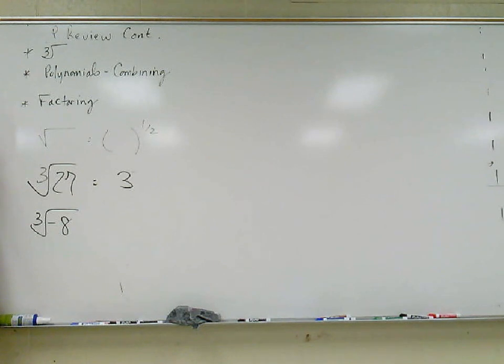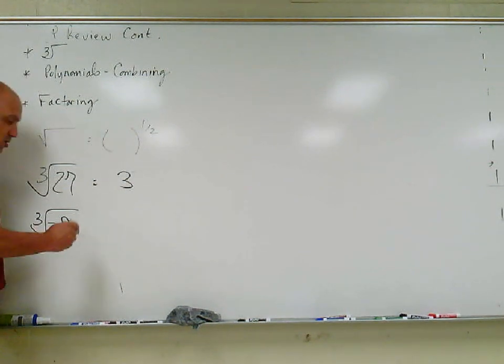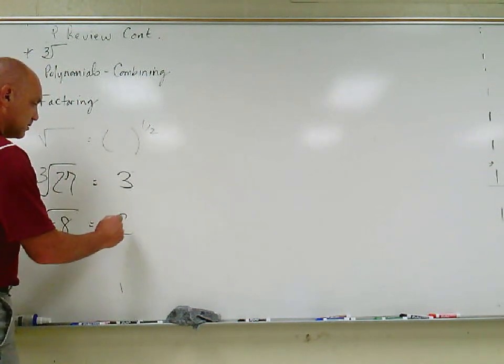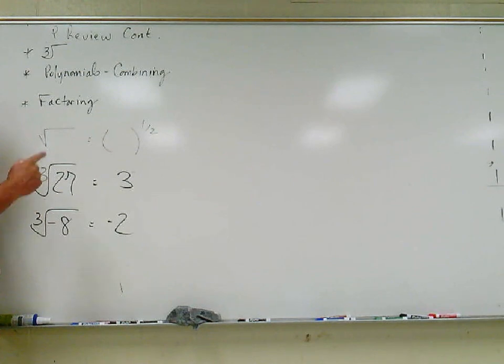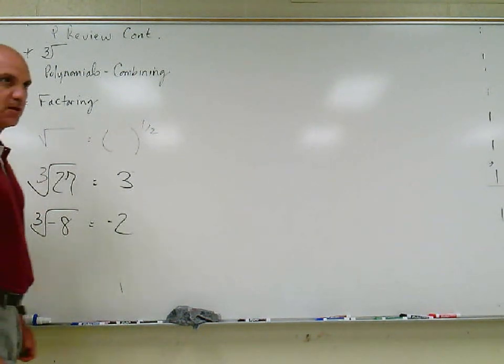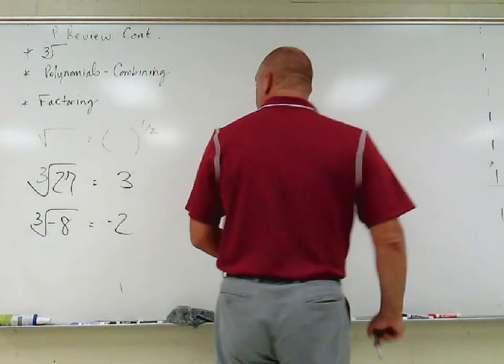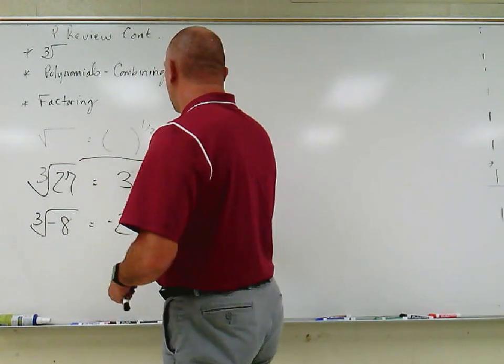So now what would you look for? What's the cube root of -8? You would say -2. It's got to be a negative because a negative times a negative times a negative gives you a negative. So you can take the cube root of a negative, and that's what you're looking for.